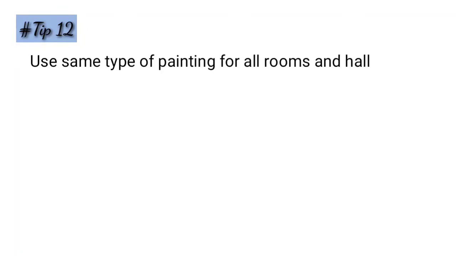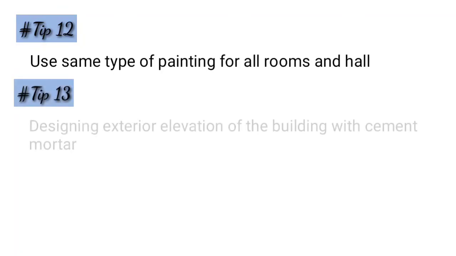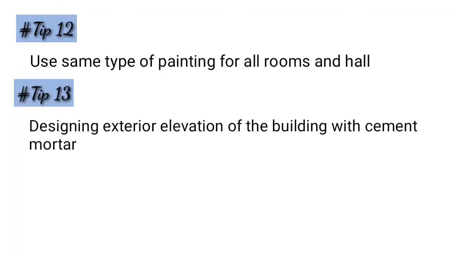Then we can talk about tip 13. Tip 13 is that we can design the elevation of the building with ordinary cement mortar and with different colors to enhance the design of the elevation, rather than fixing granite or tiles, etc. This will also reduce the construction cost.